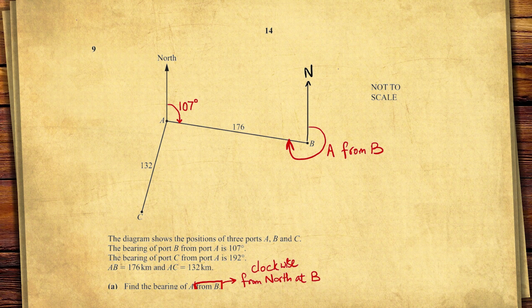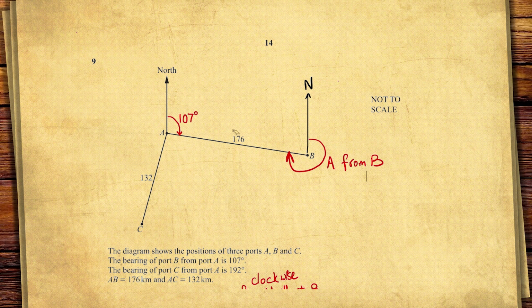Now this angle, the bearing of A from B, can be broken down into many different angles. If I draw a south over here, then the angle between north and south is 180 degrees. Also, if I draw an east-west line over here, then the angle between north and east is 90 degrees, the angle between east and south is 90 degrees, and the angle between south and west is 90 degrees.